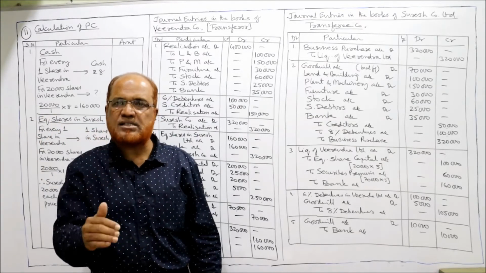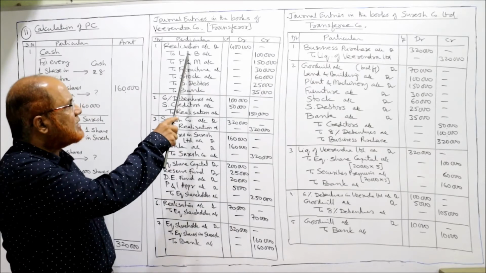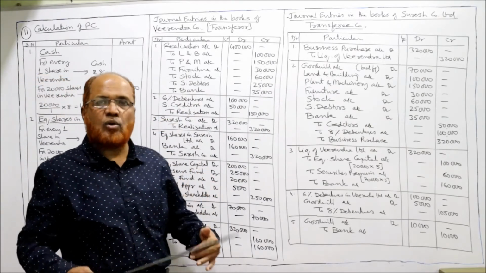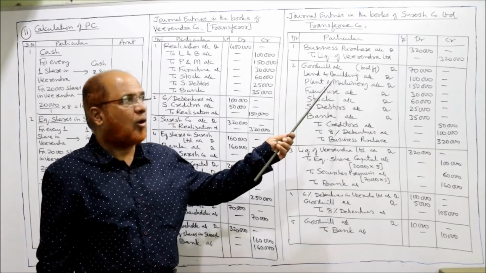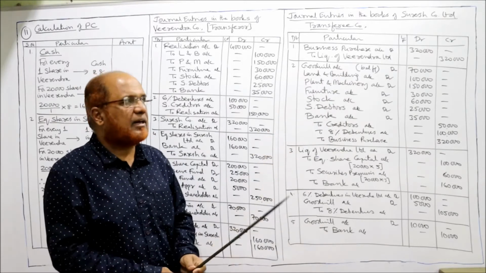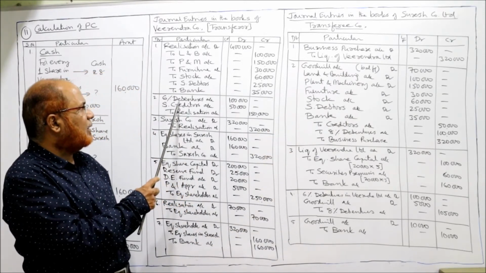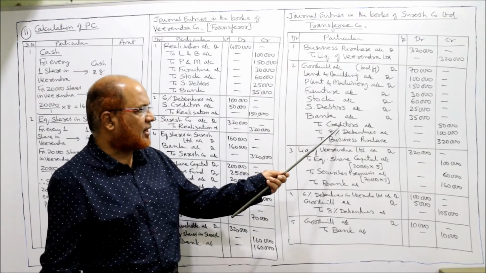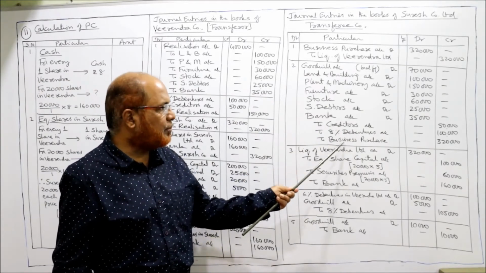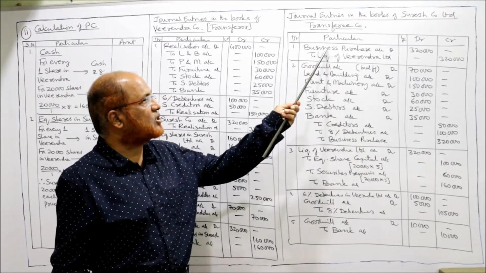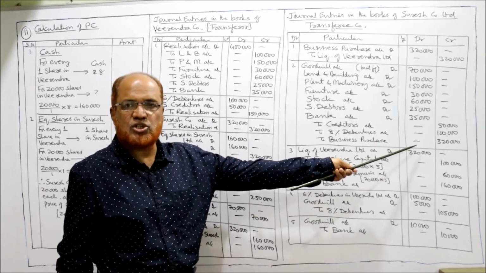Then debit all assets taken over. All the assets taken over will be debited, and the liabilities will be credited. Two liabilities are taken over, debentures and creditors. Two creditors, two debentures, and business purchase. In the first entry we debit business purchase, in the second entry we credit business purchase.